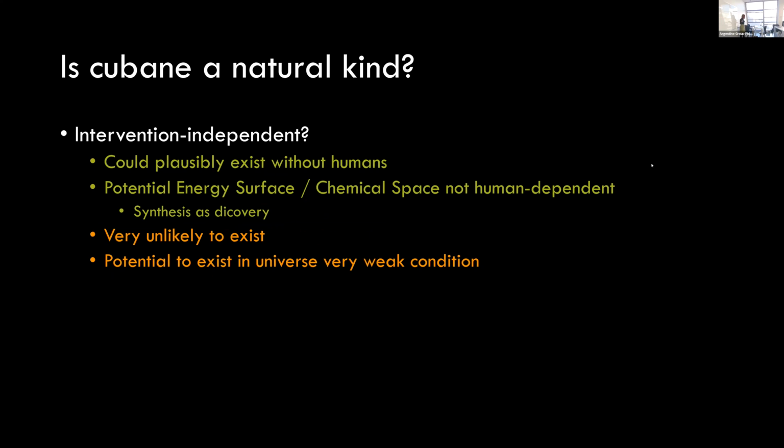Then intervention independence. So it could plausibly exist without humans. If we are just purely looking at the potential energy surface of every substance that could possibly exist in the universe, it's definitely on there. And that chemical space is not in itself human dependent. So in that sense, synthesis is also sometimes understood as a discovery rather than a generation of something.